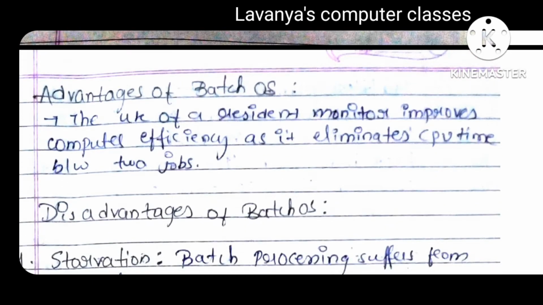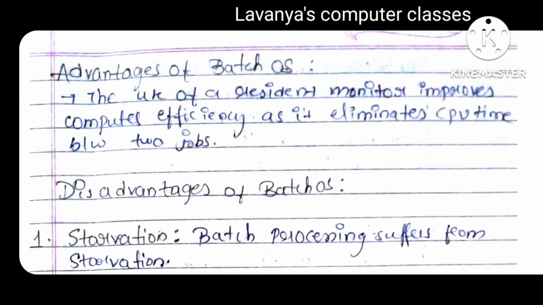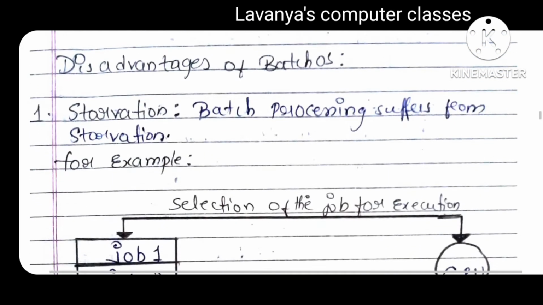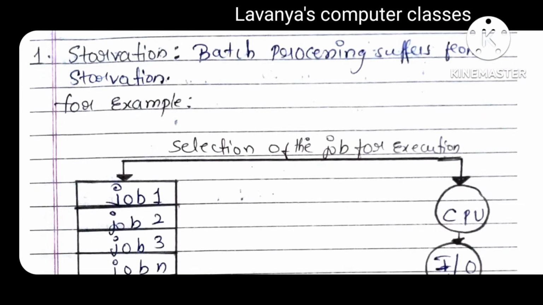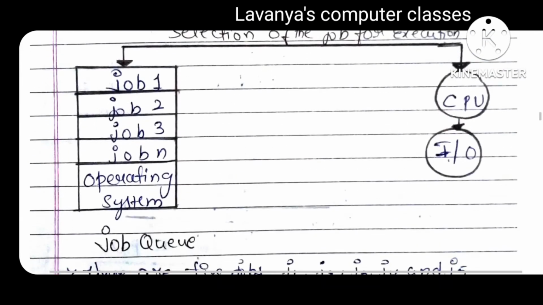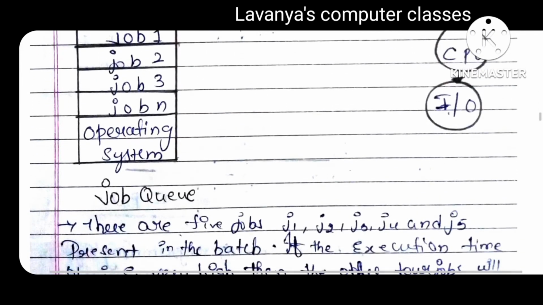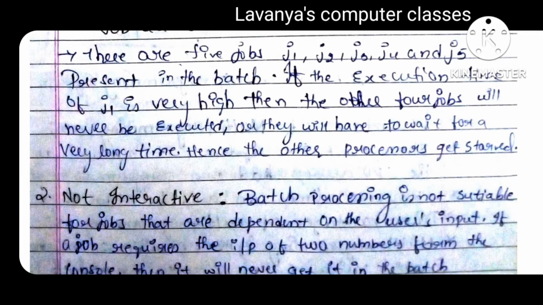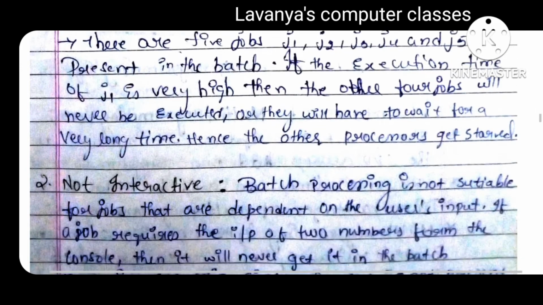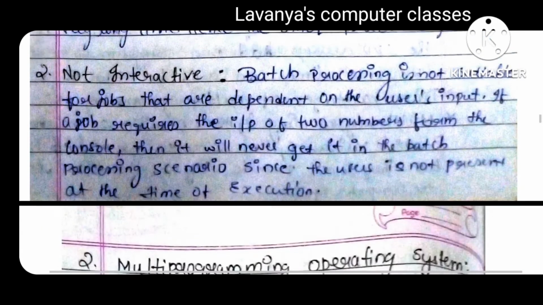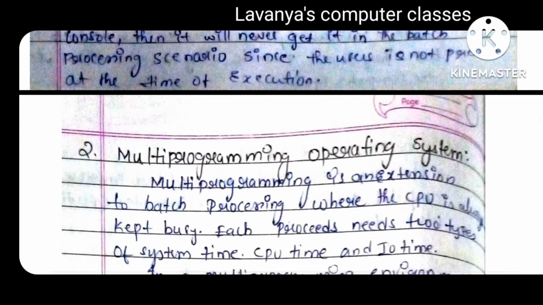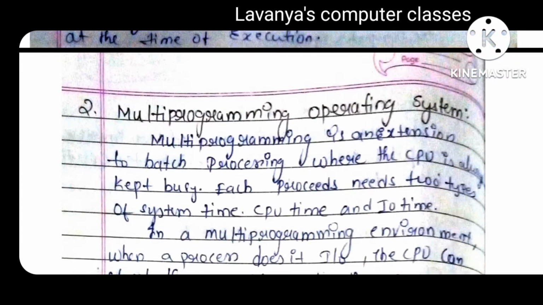Advantages, disadvantages of batch operating system. These are the disadvantages. Next one is multi-programming operating system. Definitions, its advantages and disadvantages.